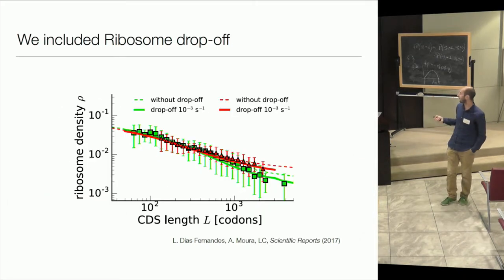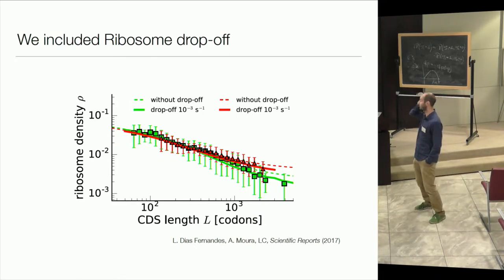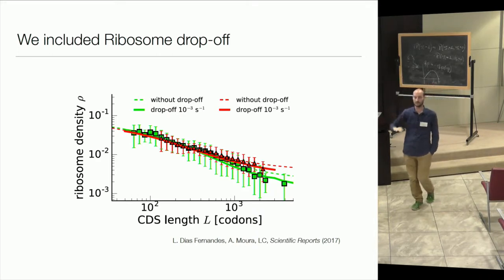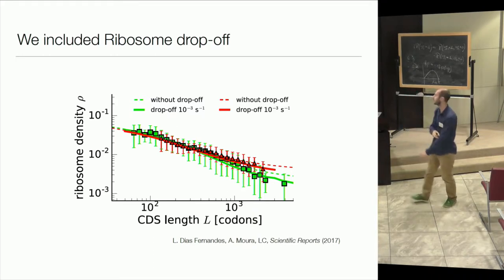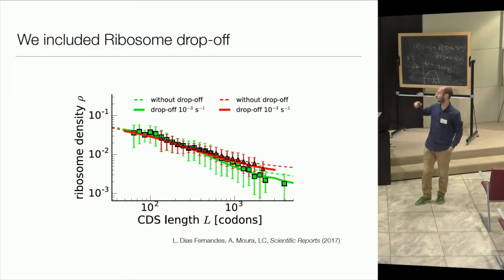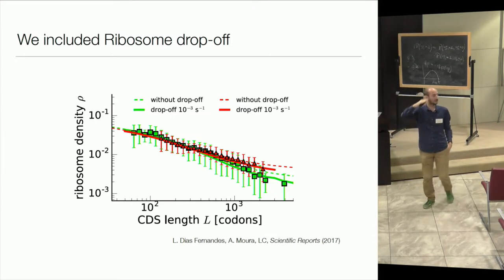So then we also included the drop-off. One referee, when we submitted the work, was concerned about the drop-off. A ribosome during translation can randomly leave the transcript and go away. Will that be enough to explain this density length dependence? Well, no. We showed that with just the drop-off in the physiological regime, you will get something that will not decrease a lot.